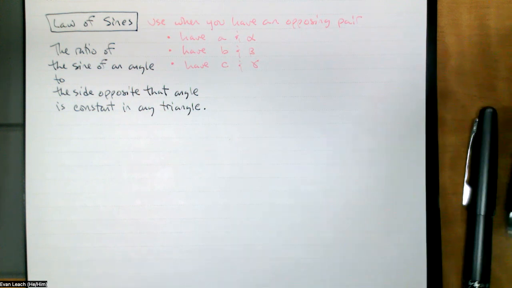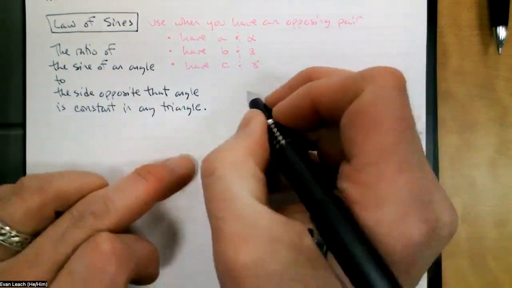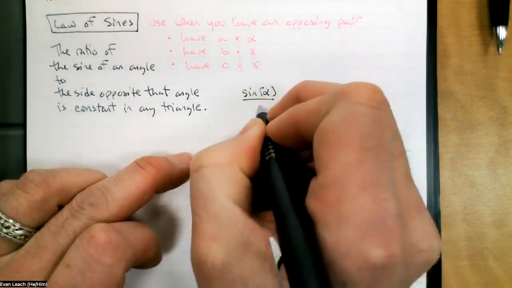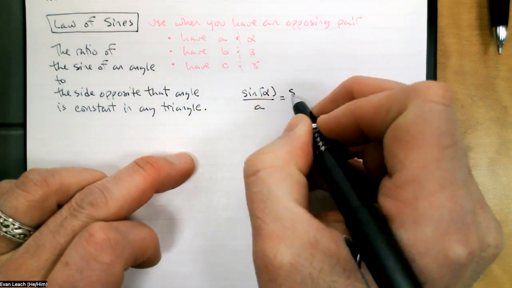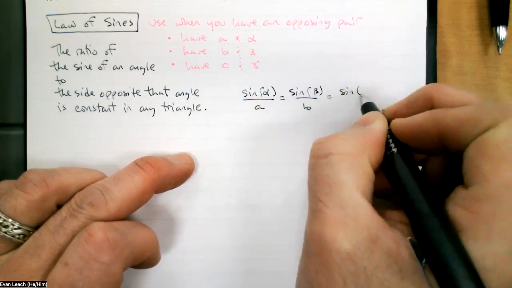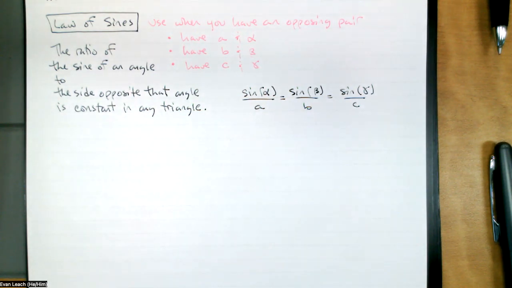That's not the working version of the law of sines. That's just how we would say it in words. This is how we would write the law of sines in a way that we can use it to solve problems. The ratio of the sine of an angle to the side opposite that angle is constant. So we'll say sine alpha over A equals sine beta over B equals sine gamma over C. We'll take three equations and just combine them into one super equation.